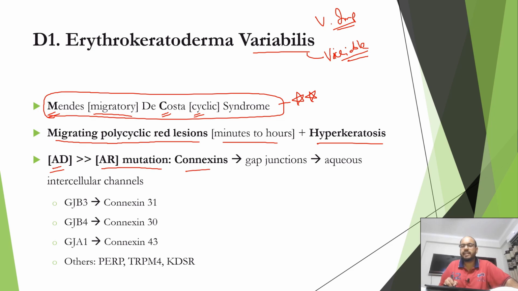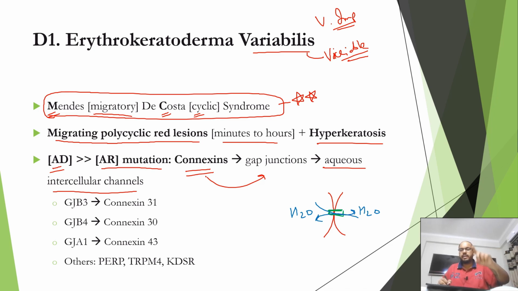The problem lies in connexins, and connexin proteins are an important part of gap junctions, and these gap junctions regulate the inflow and outflow of water in between the cells. So they are a very important part of aqueous intercellular channels. So you have a cell, and in between you will have connexin attachment, and in this connexin attachment, water flows in between the cells. So remember, connexins are important for water transport. Just remember this. Okay, so let's discuss Erythrokeratoderma variabilis or Mendes da Costa syndrome.